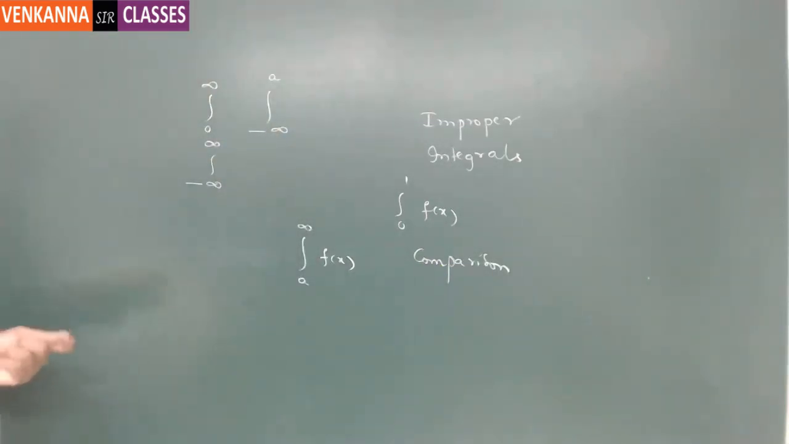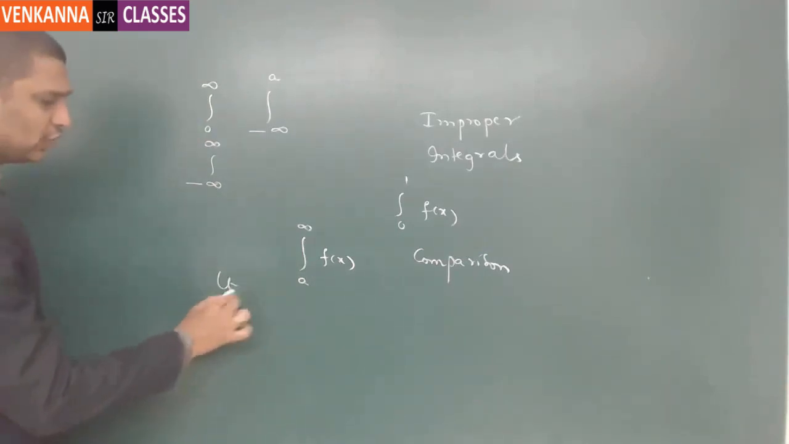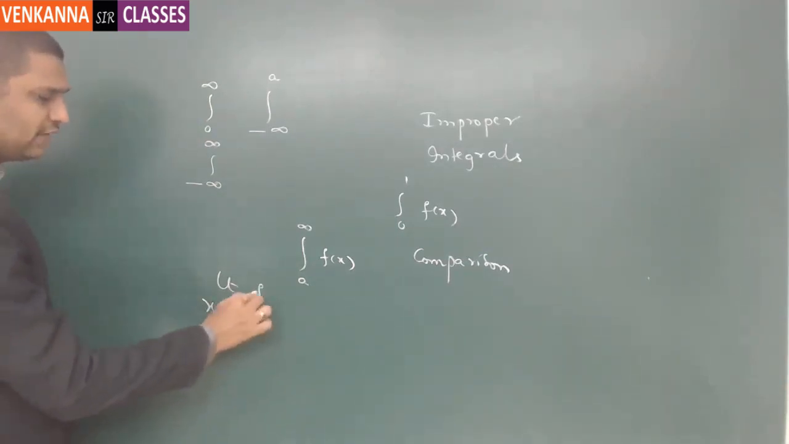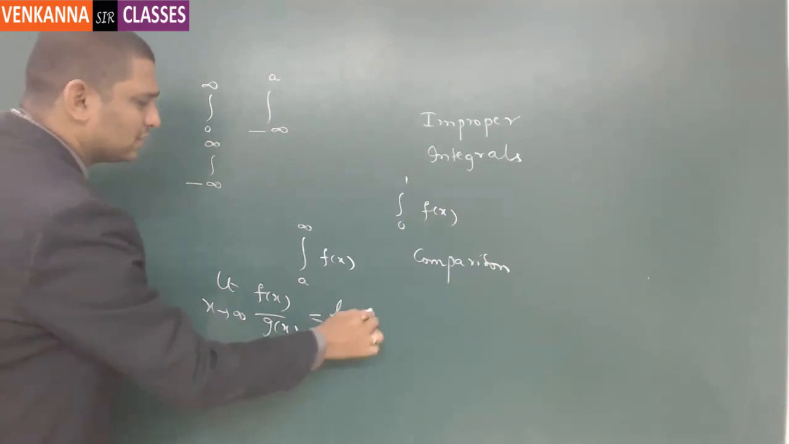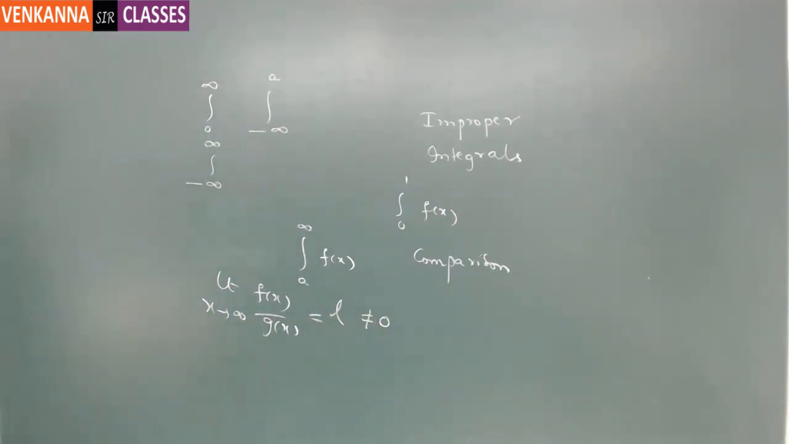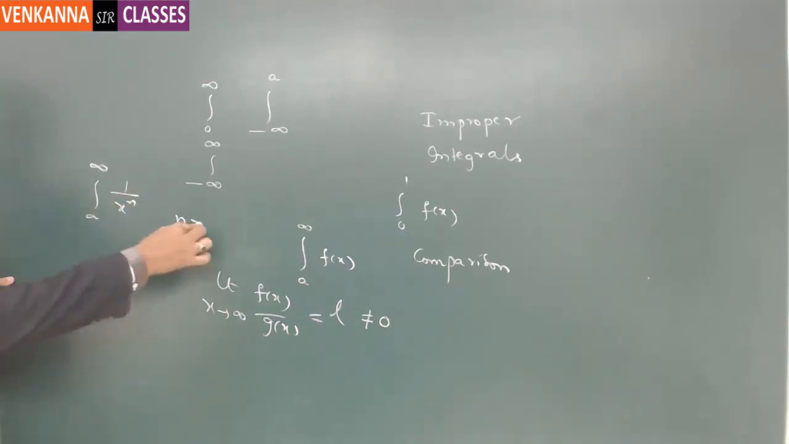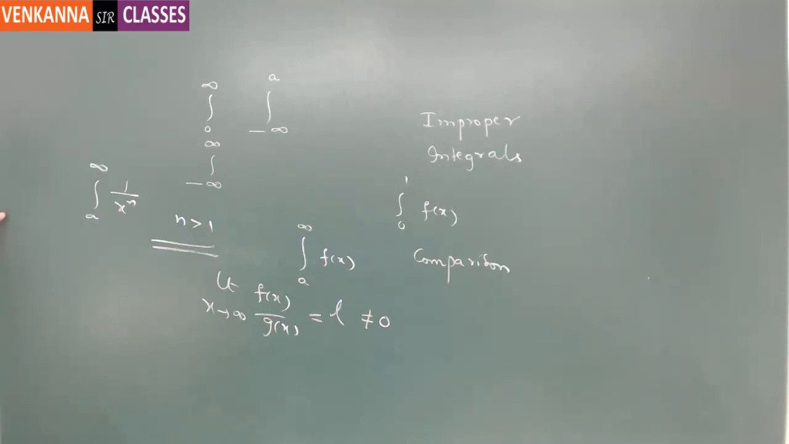In this, we define a function g of x such that we calculate the limit as x extends to infinity of f of x by g of x. If the value exists and is non-zero, then integral f and integral g will have the same type of convergence. We use the useful comparison integral, integral a to infinity g of x, usually taken as 1 by x power n, which is convergent whenever n is greater than 1. Am I correct? So this part we have discussed earlier.